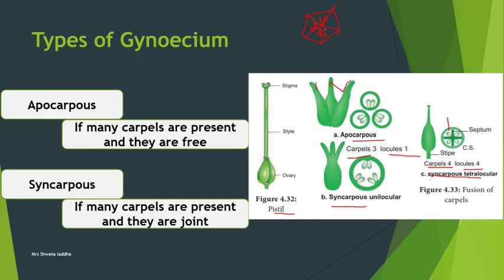In syncarpous we also saw how it forms a unilocular condition, or it may form multilocular. Here we have seen tetralocular. Here we have seen the example of pentalocular. So these terms are important: apocarpous, syncarpous.